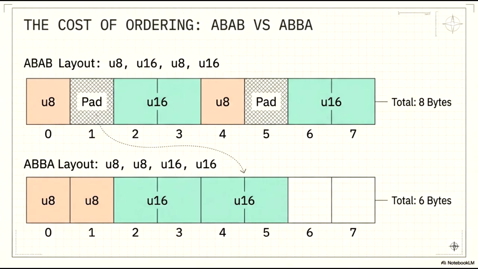By contrast, the ABBA layout reorders these same fields to group similar types together. By placing both 8-bit integers at the start, they occupy indices 0 and 1. This naturally aligns the first 16-bit integer at index 2, satisfying its alignment requirement without the need for padding. Consequently, the second 16-bit integer follows immediately at index 4. This simple optimization reduces the total size to 6 bytes, eliminating unnecessary padding and improving overall memory efficiency.